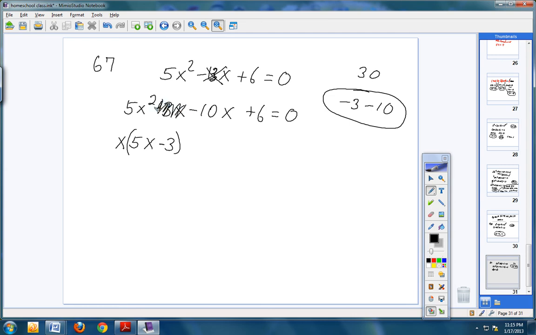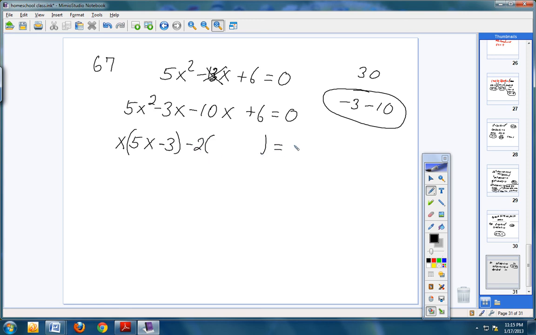Forget these numbers right here. You don't care about those. Look at these two. What number goes into 10 and 6 evenly? Well, a 2. And can you take an x out of both of these? No, you cannot. So I'm going to pull out, and don't forget, there's a negative sign here with a 10, so I pull out a negative 2.